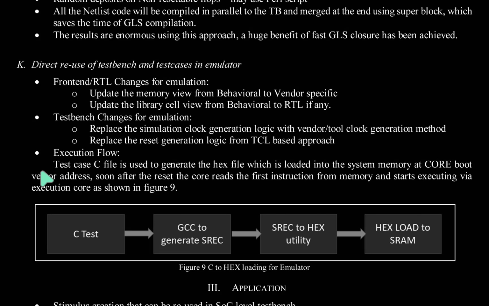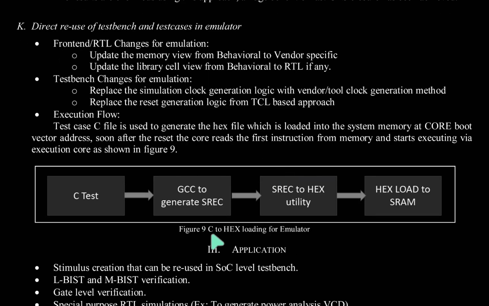Execution flow. The test case C file is used to generate the hex file, which is loaded into the system memory at the core's boot vector address. Soon after, the core reads the first instruction from memory and starts executing via the execution core as shown in Figure 9. Figure 9, C to hex loading for emulator. C-test, GCC to generate SREC, SREC to hex utility, hex load to SRAM.